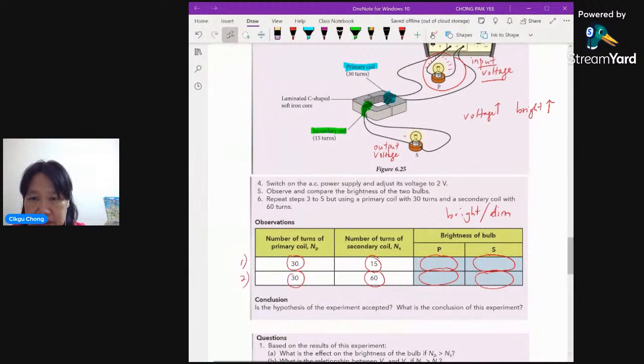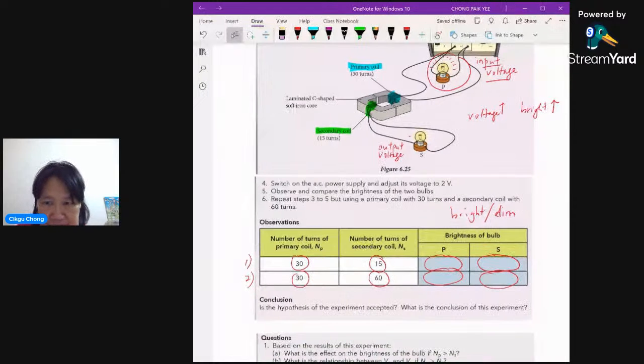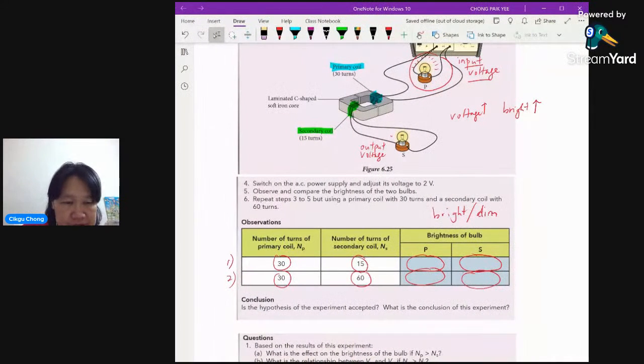Yeah, which one is dim, which one is bright? Now, P and S is dim. P and S is dim. For which one? For the first experiment or the second experiment? Okay, so you have to compare which one is brighter.